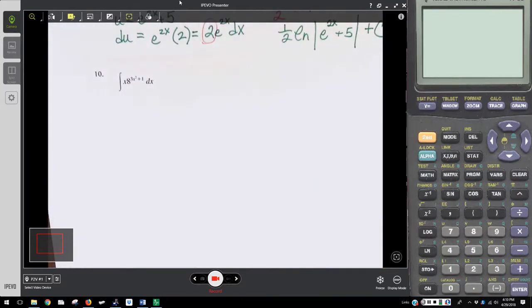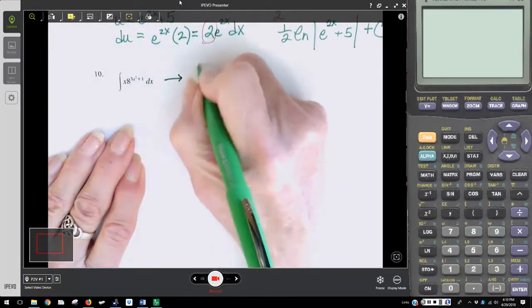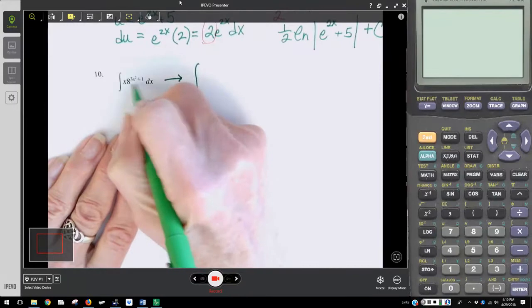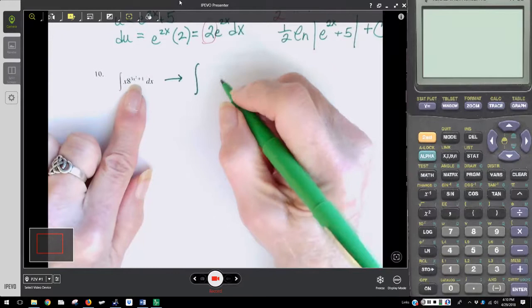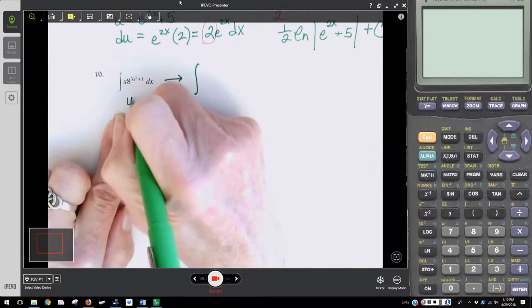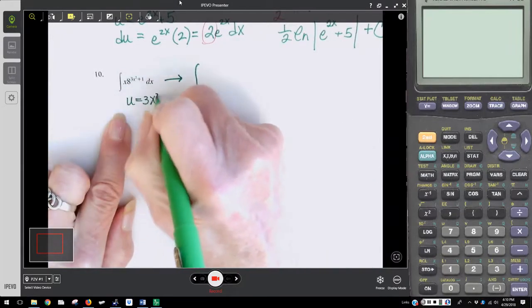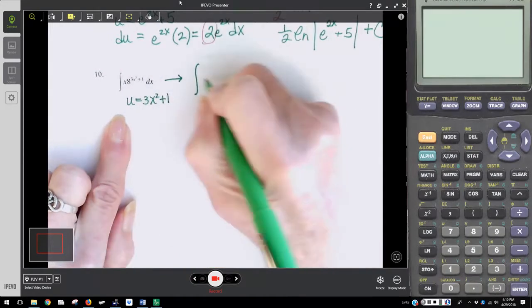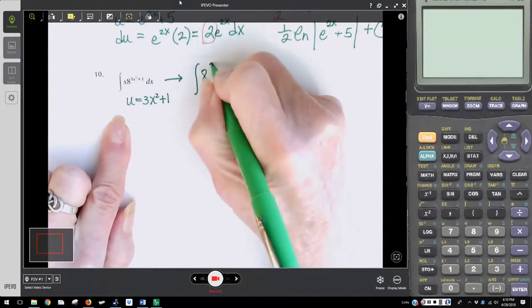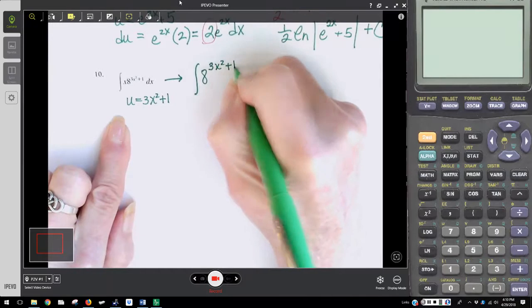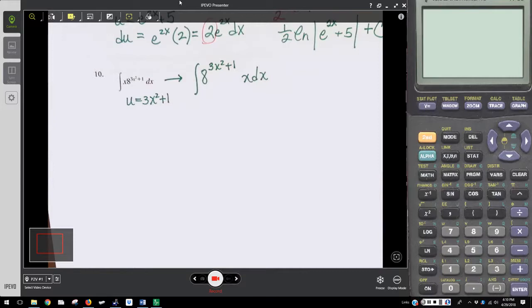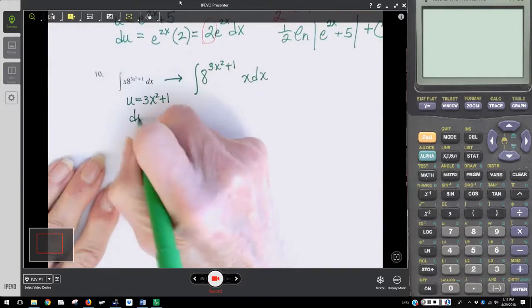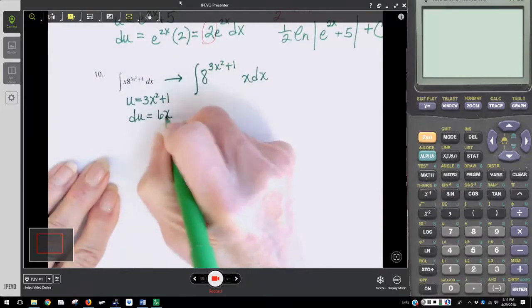So now we have our last problem. And again, I'm going to rewrite that problem a little bit, because I'm looking at x raised to this really complicated power and thinking, you know, probably that power is going to wind up being u. So this is what I'm thinking. So if that's u, then du is equal to 6x dx.